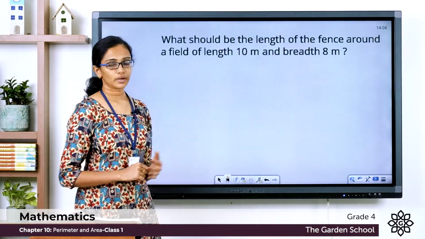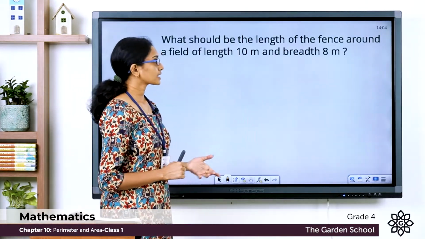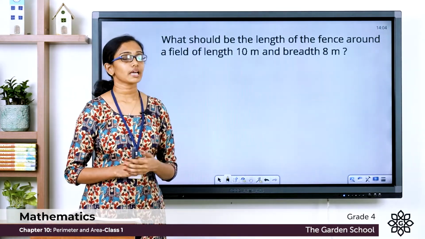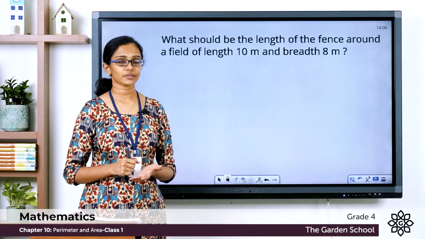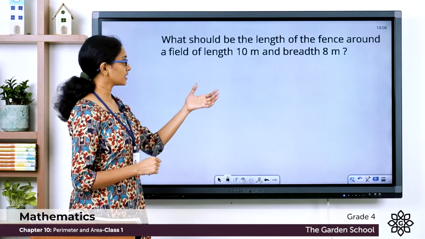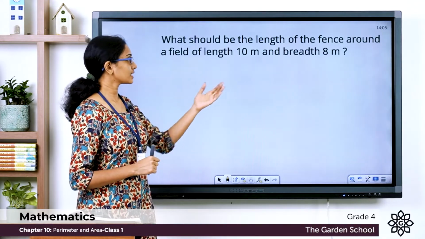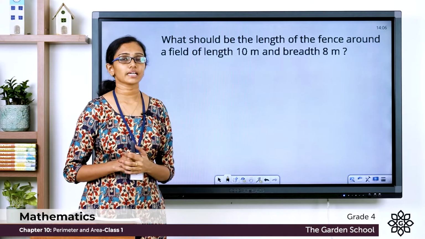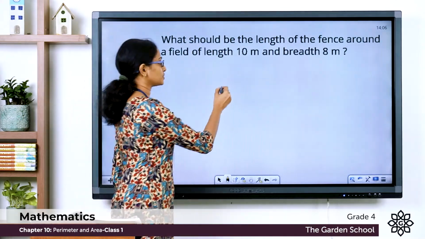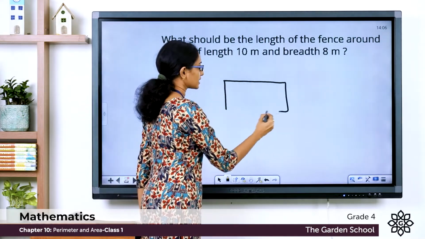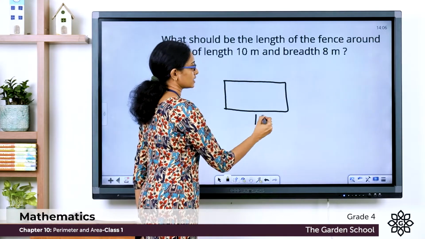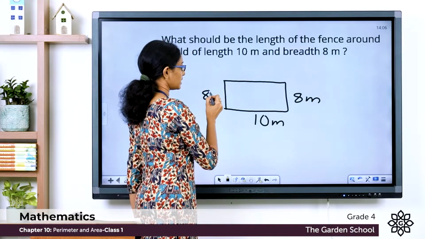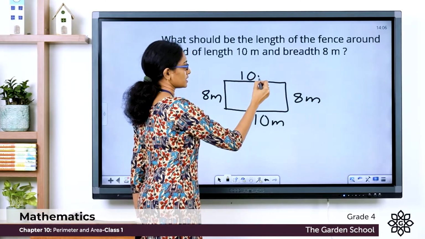Now, we'll do one question. What should be the length of the fence around a field of length 10 meter and breadth 8 meter? So, what is mentioned in the question? The dimensions of a field are given: the length is 10 meter and the breadth is 8 meter, which means it is rectangular in shape. So, we have this field, which is rectangular in shape, with length 10 meter and breadth 8 meter. So this side will also be 8 meter and this will be 10 meter.